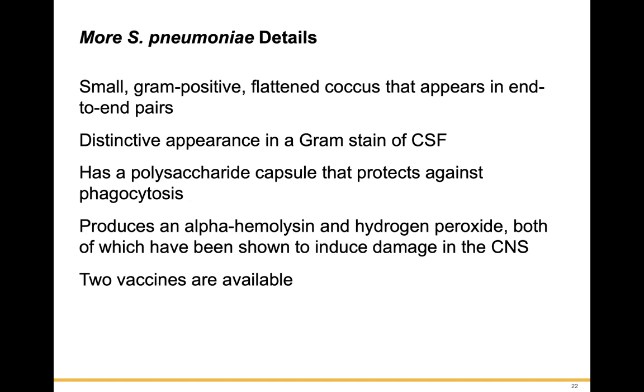It's distinctive in appearance and in a gram stain of the CSF. It'll come back as gram-positive. It has a polysaccharide capsule that protects it against phagocytosis. So the fact that it has that capsule and can evade phagocytosis is a virulence factor that is associated with this particular organism. It does produce an alpha hemolysin and hydrogen peroxide, both of which have been shown to induce damage to the central nervous system, and we can actually test for both of those things in the identification processes.